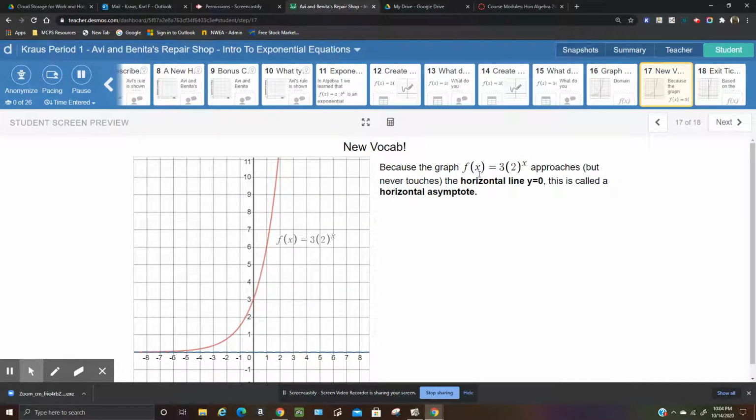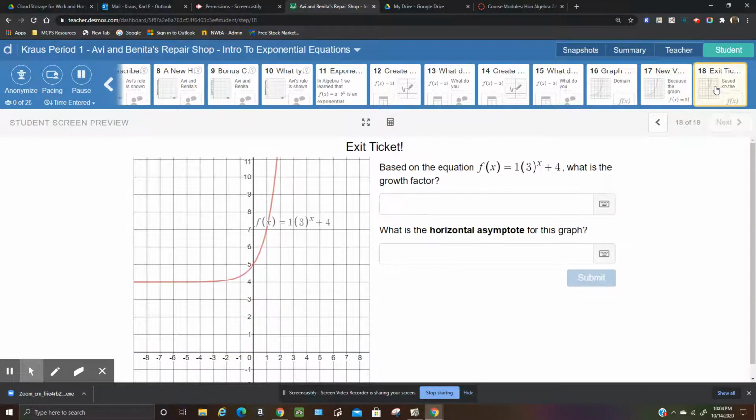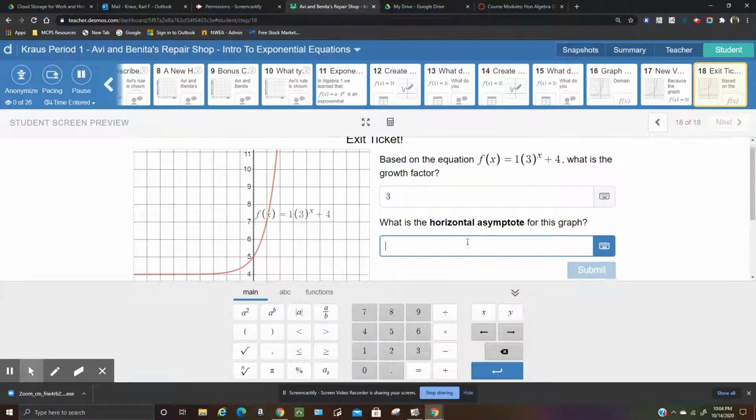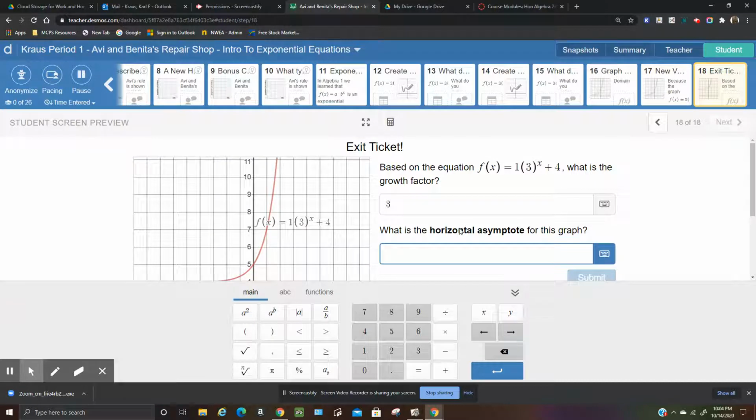Because f of x equal 3 times 2 to the x approaches but never touches the horizontal line y equals 0. This is the horizontal asymptote. So this blue dashed line here is the horizontal asymptote. And then based on this equation, what's the growth factor? It's 3. And what's the horizontal asymptote? It would be y equal 4.